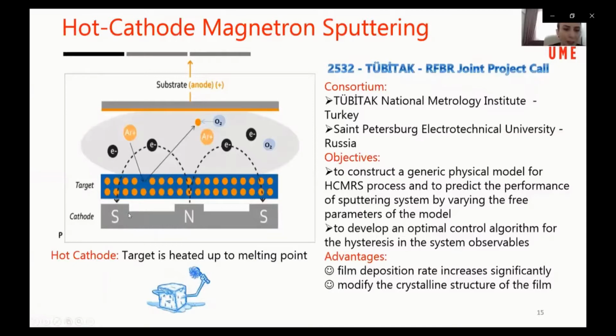Since they are positively charged, they will be attracted to the negatively charged cathode. So if you put a target here, argon ions will hit the surface of the target and liberate the atoms on the surface of the target. These liberated atoms then will continue to move in the vacuum and will reach a substrate and will coat that substrate, okay?